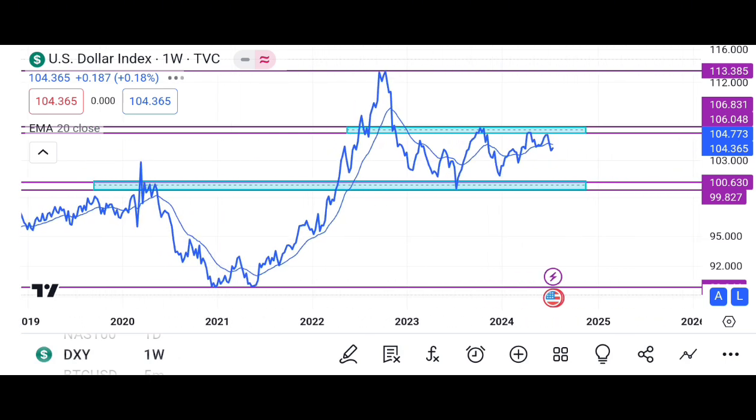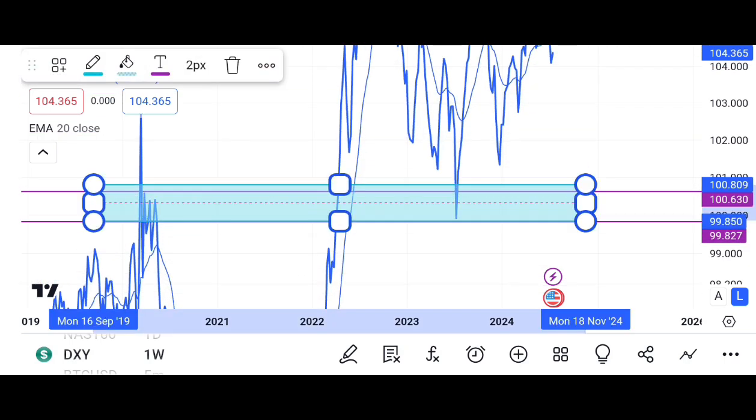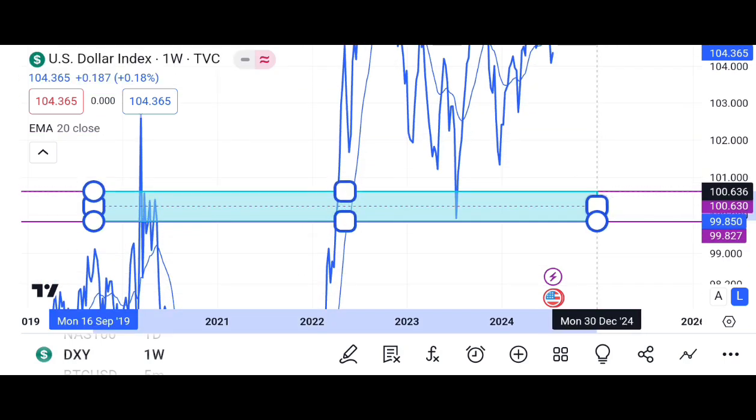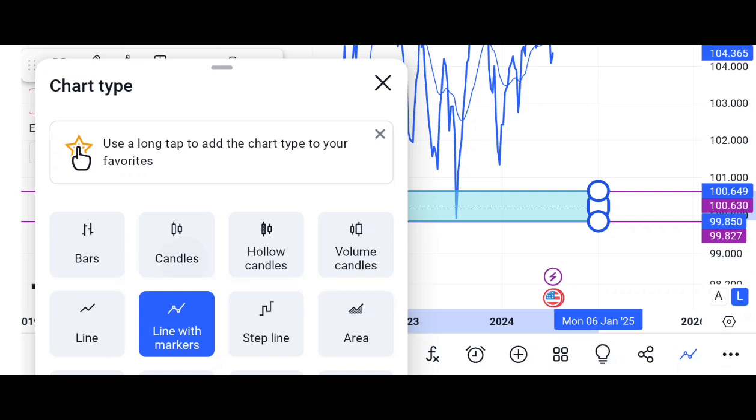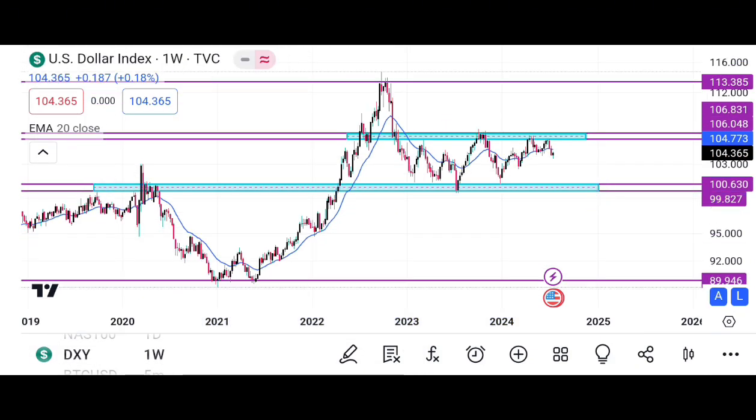So you guys see what I'm saying over here. That's how I want you guys to understand the DXY first. So we understand the movement of the DXY when it comes to the weekly time frame. What we need to do now is go into a daily time frame.